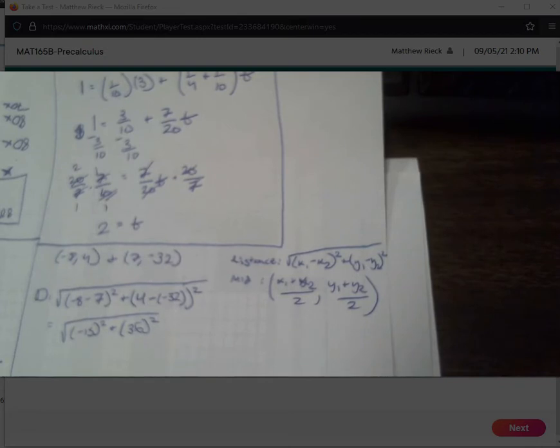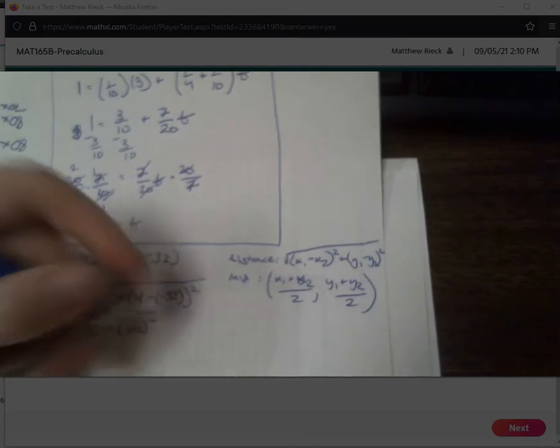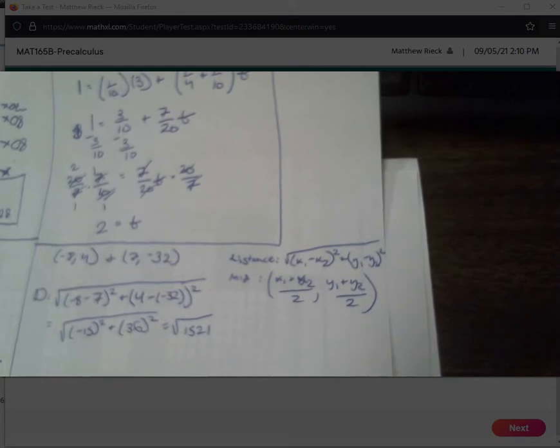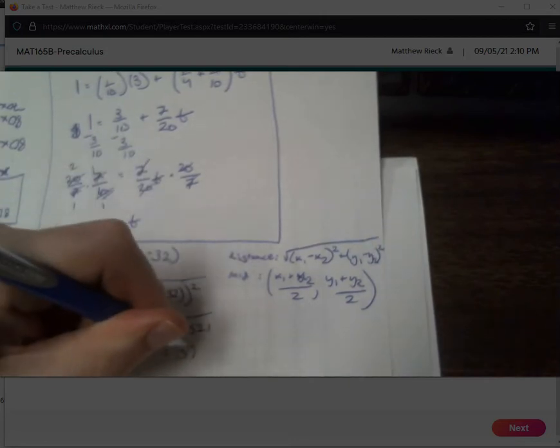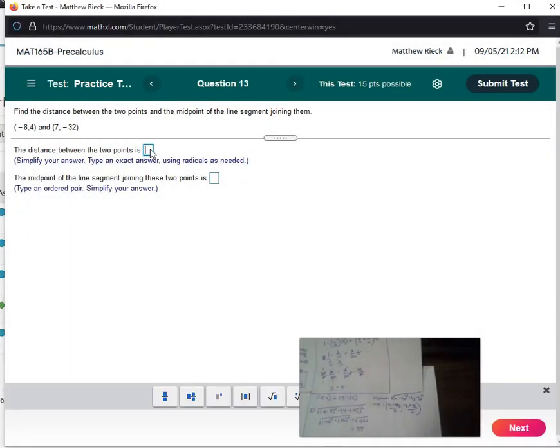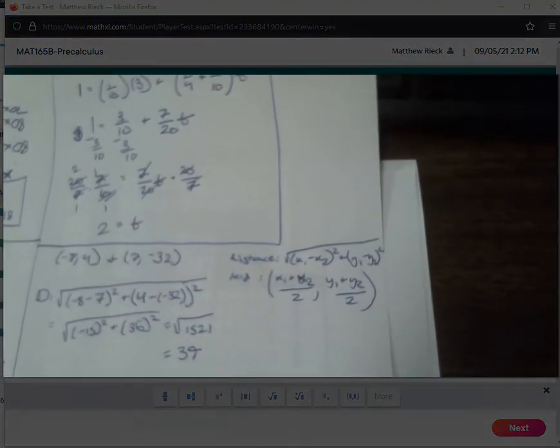So if I take -15 squared plus 36 squared, I end up with the square root of 1521. Where's the square root? There we go. Which ends up being 39. So that is my distance. Again, distance is just going to get you a number. And then the midpoint is going to get you a point.